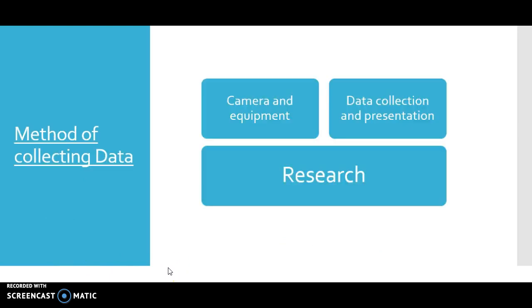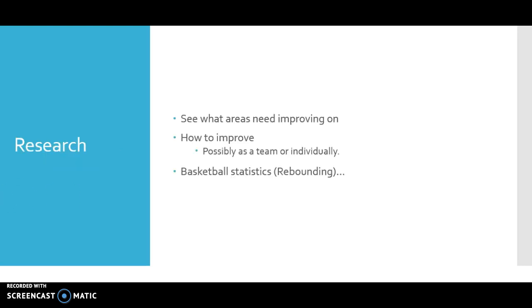So moving on to the method of collecting data. So here we have camera and equipment, we have data collecting and presentation, and we have research. So these are three main areas which you need to have while collecting data, or even before collecting data. Starting off with research, you want to research what areas need improving on. So this could be for a team or an individual person. So basically, what areas they're hoping to improve on and what areas they should be improving on.